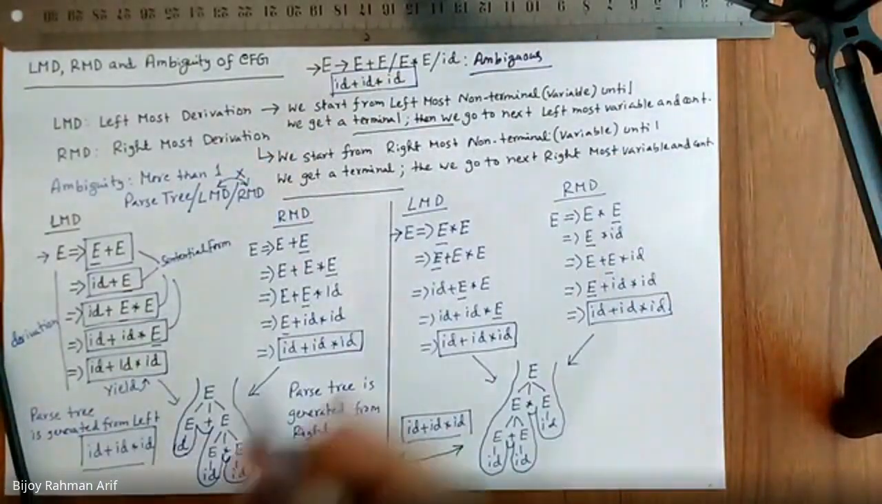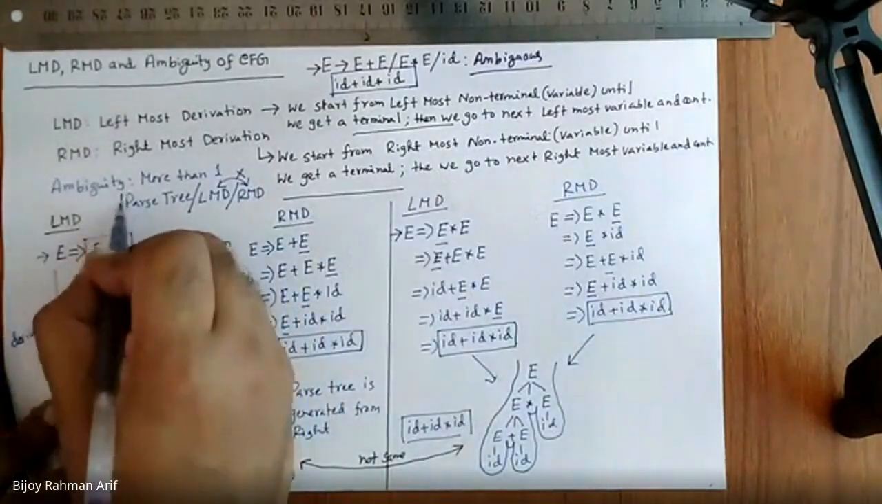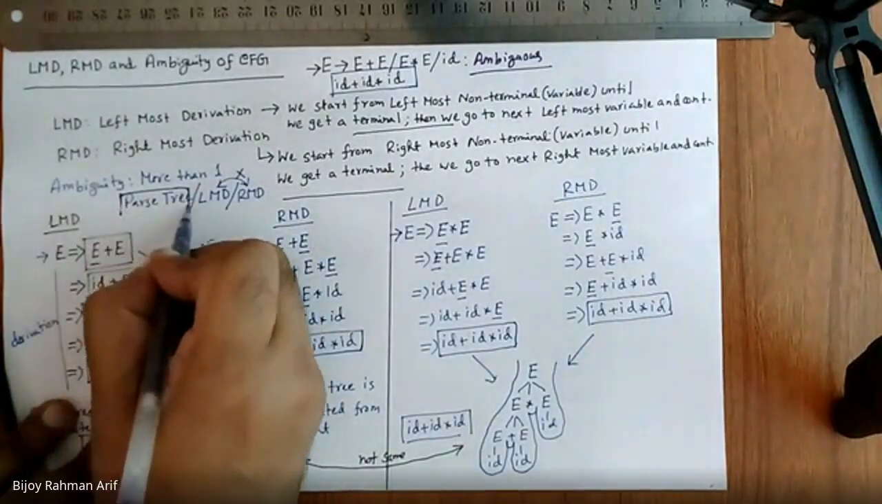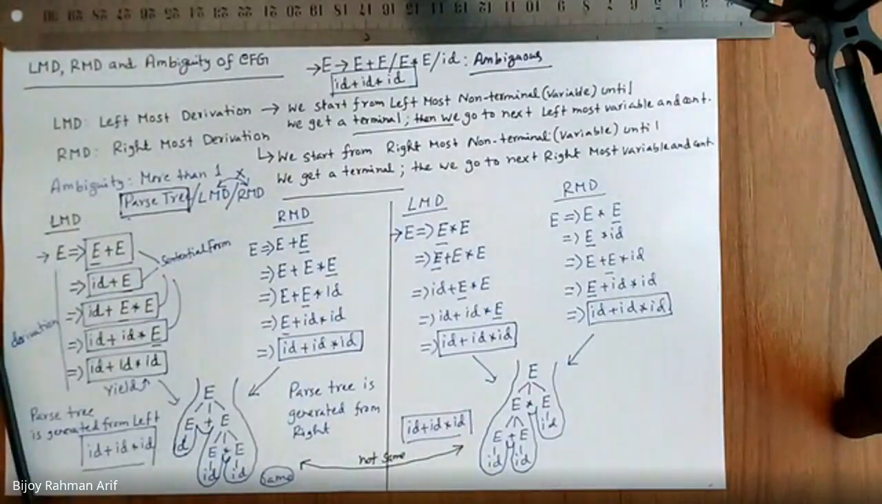Always remember the main stress should be given on the parse tree in ambiguity. The parse trees should be different. And when can I get two different parse trees? Whenever there are two different LMD or two different RMD. But please don't mix LMD with RMD or RMD with LMD. Then everything would collapse. So it is always better to draw the parse tree. Is it clear to you?